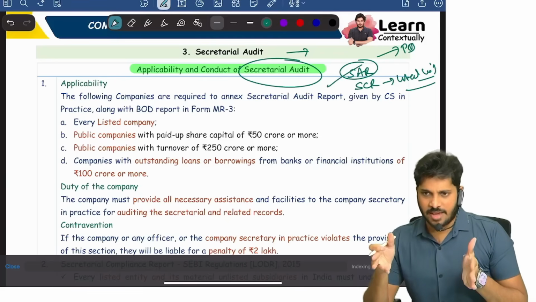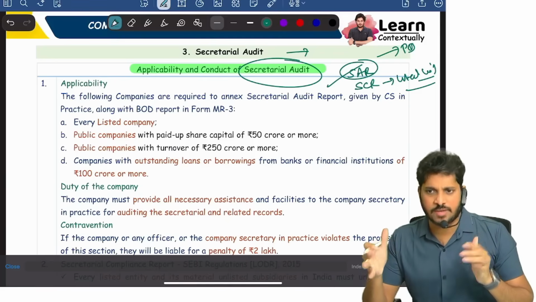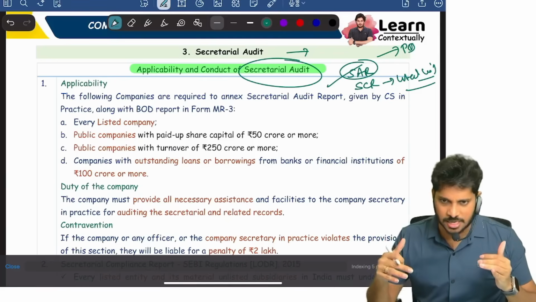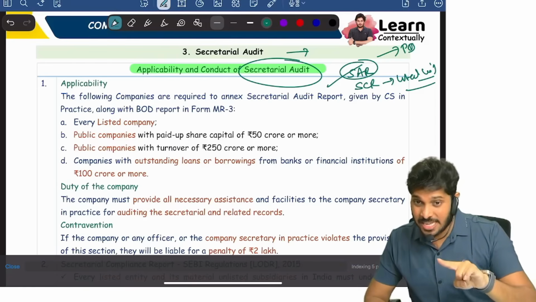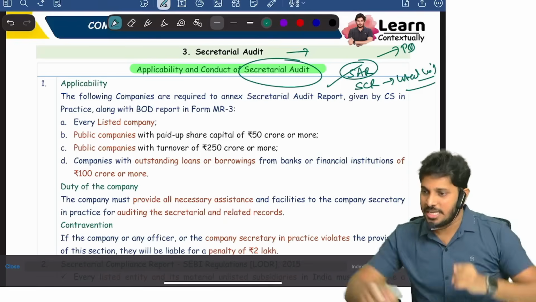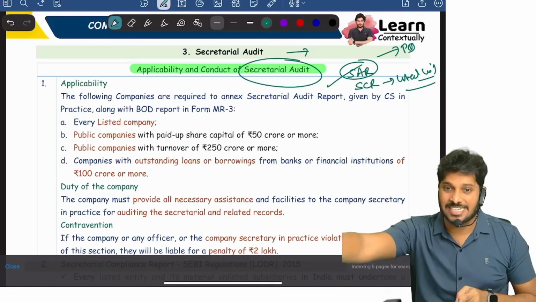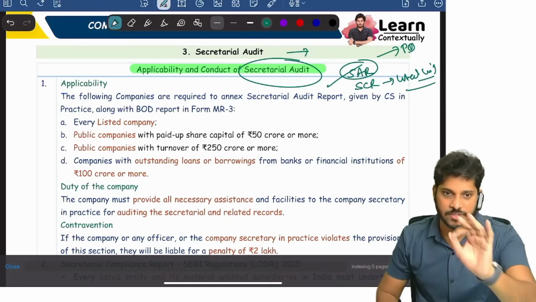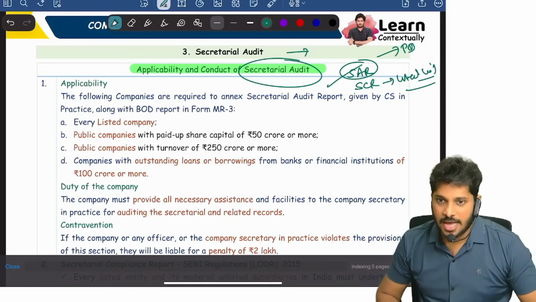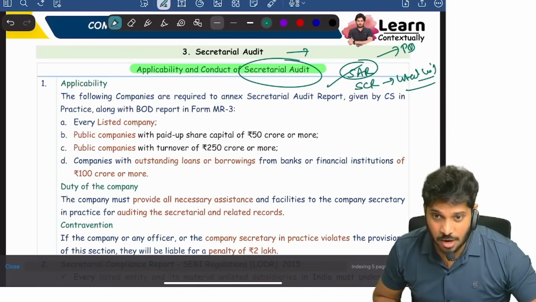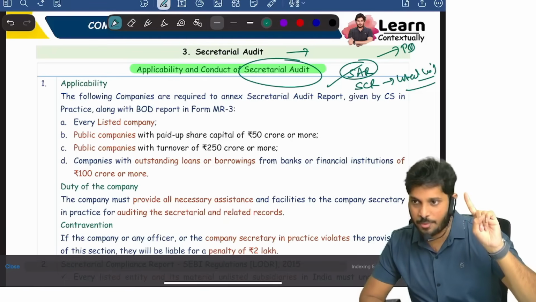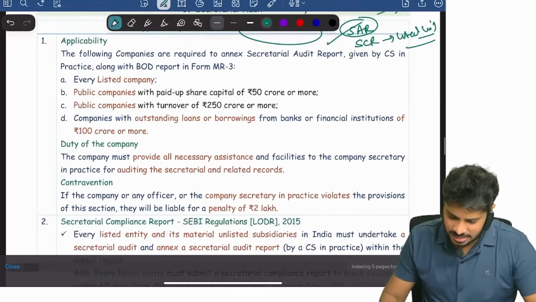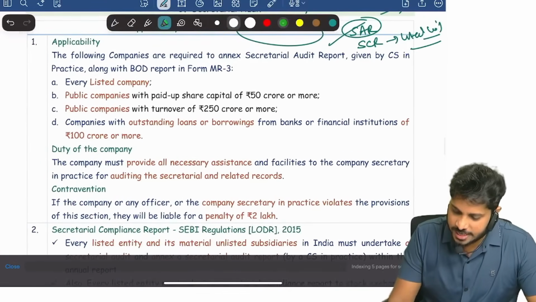So a company will have a legal system. Every company, big companies, will have a legal system which will manage all the laws and regulations. For that legal department, to check whether a company is complying with all the laws and regulations from time to time or not, a practicing company secretary will be appointed, and he will give the audit report. Are you clear? And that report is called what? Secretarial audit report. Whereas cost audit is given by a cost accountant. He will be appointed. Yes or no?